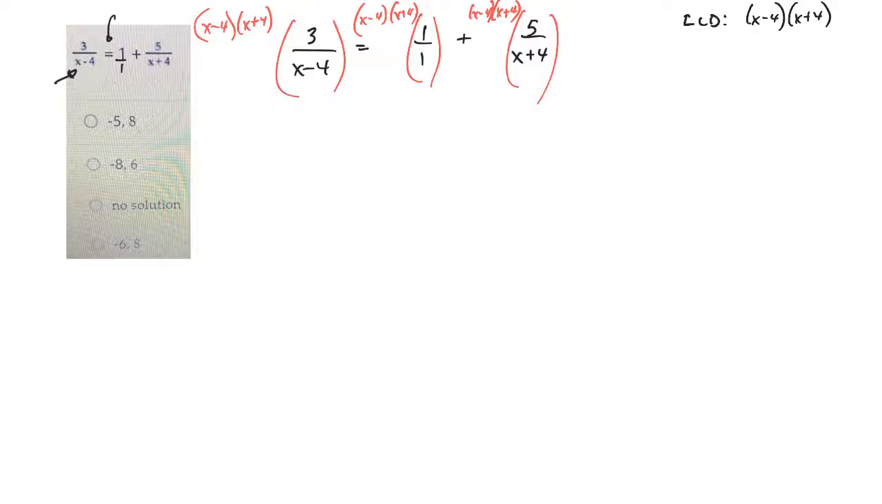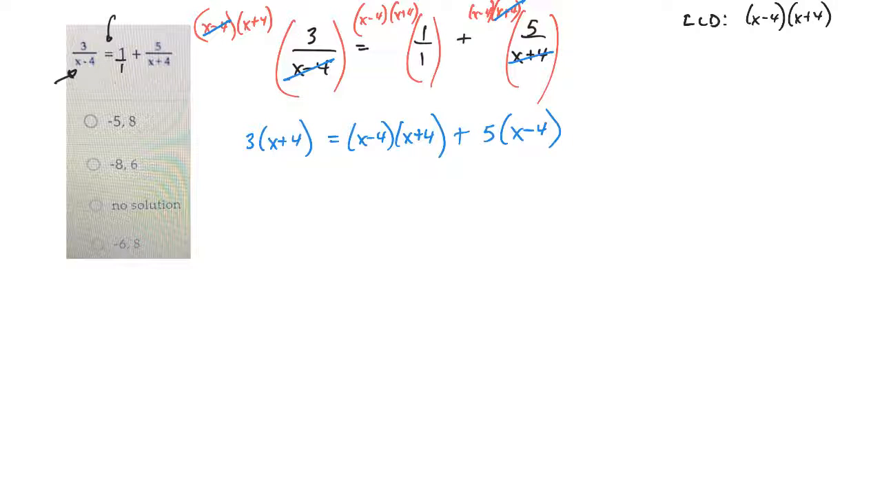Okay, so on the first one, the x minus 4's cancel, so I'm left with 3 times x plus 4 equals, nothing cancels on the next one, so I'm left with both x minus 4 and x plus 4. On the last one, the x plus 4's cancel, so I'm left with 5 times x minus 4.